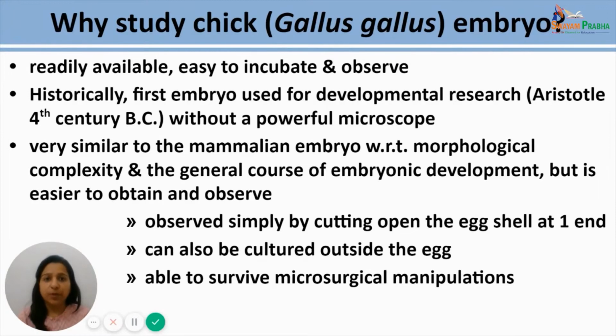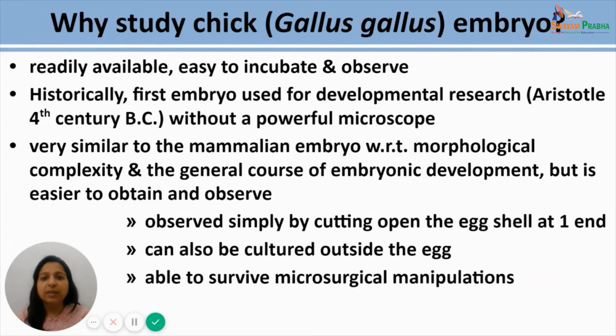Why is the chicken embryo, or the Gallus embryo, preferably used as a model organism to study embryology? Now, the chicken eggs are, first of all, readily available. They are available all year round, and the eggs are quite easy to incubate. They can be incubated in an incubator at around 40 degrees Celsius during the embryological studies in the laboratories, and thus they are quite easy to observe as well.